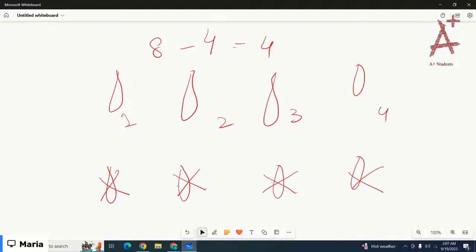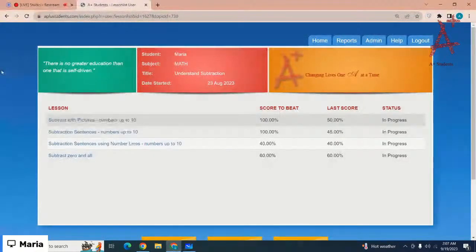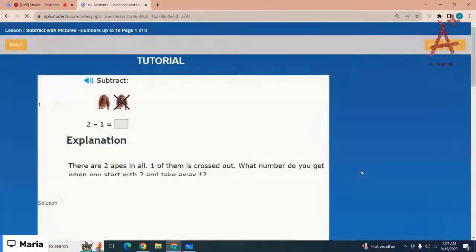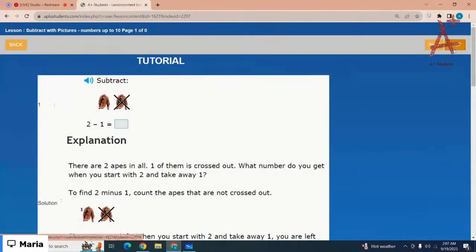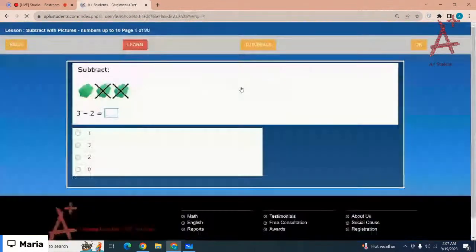So this is the concept of subtraction, and that's how you subtract most things, right? Let's start with the practice questions. Here I'm on grade 1 math. The chapter is Understand Subtraction. Let's start with the first lesson, that is subtract with pictures, numbers up to 10. So let's start with the test, right? You have to do exactly the same thing. Okay, just look at the first one.